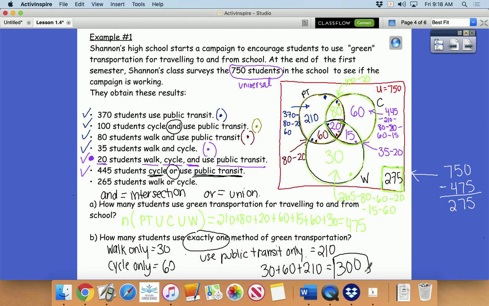Okay, so this is a standard of excellence question. They're hard because there's 3 circles, there's a lot of information, and you have to look for keywords like and, or, and then use that to make sure you do subtractions properly and make sure everything adds up to your universal. Okay, so that's example number 1.